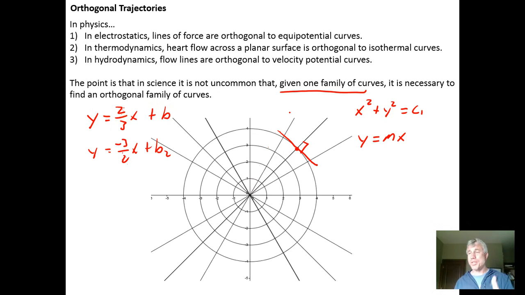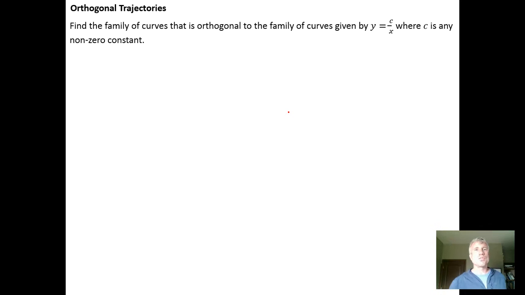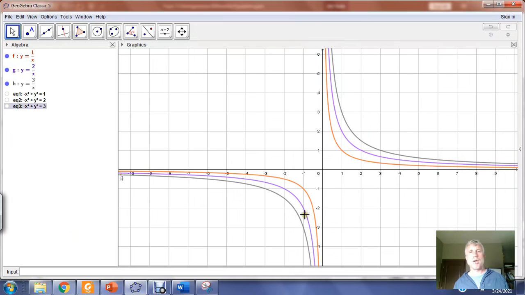orthogonal or perpendicular trajectories. So for example, it says find the family of curves orthogonal to the family of curves given by y equals c over x, where c is any non-zero constant. And we could look at a few members of that family if we wanted to. Here's what they look like. y equals 1 over x is right here. y equals 2 over x, y equals 3 over x. So this should be a family of curves that you looked at in a pre-calculus class.